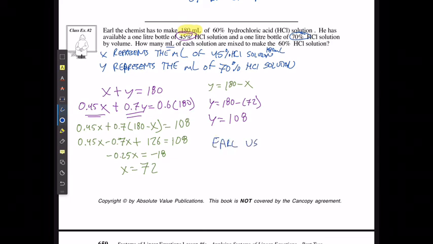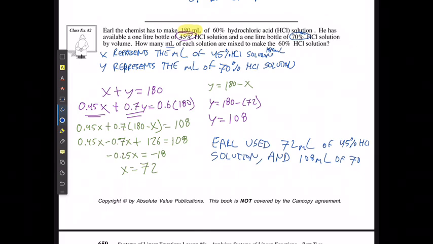Earl used 72 milliliters of 45% HCl solution and 108 milliliters of 70% HCl solution.